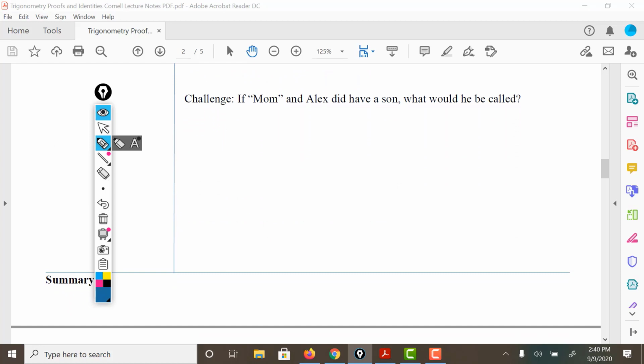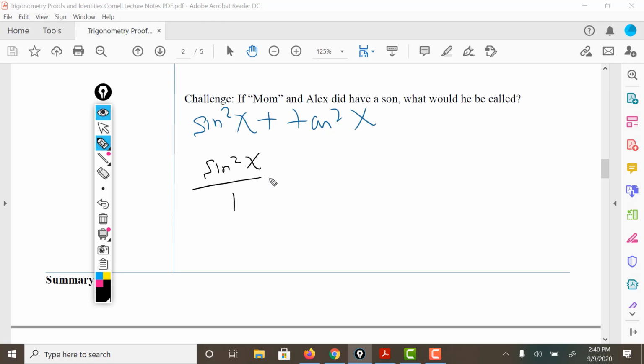So if we have sine squared plus tangent squared, well, I'm going to put this over. Let's go ahead and rewrite this. I'm going to have sine squared x over 1. Tangent is sine over cosine, but because it's squared, I can put it squared and squared.